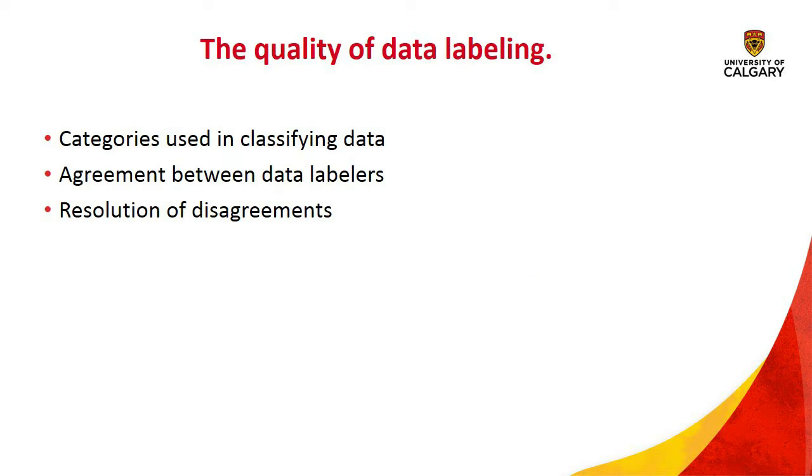In this section of the presentation, I will be discussing the quality of our data labeling. I'll be talking about the categories used when we are classifying the data. I will also talk about the agreement between the data labelers and how we were able to resolve the few disagreements we had during the manual annotation process.